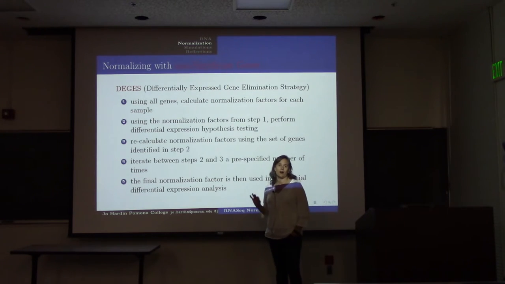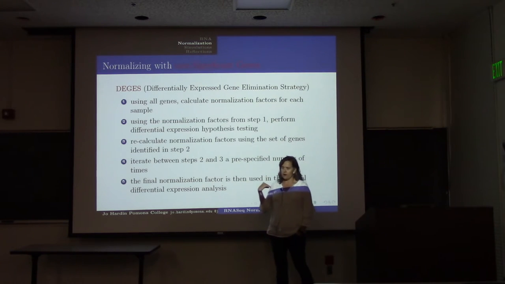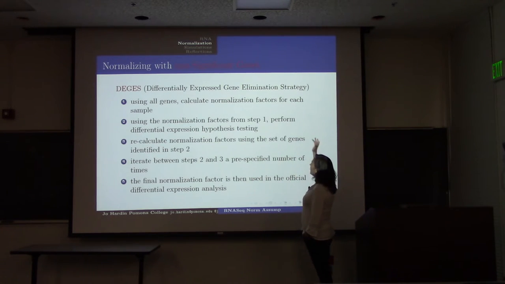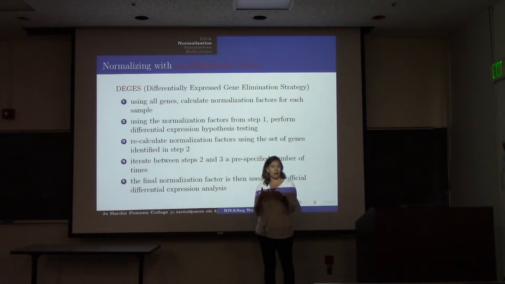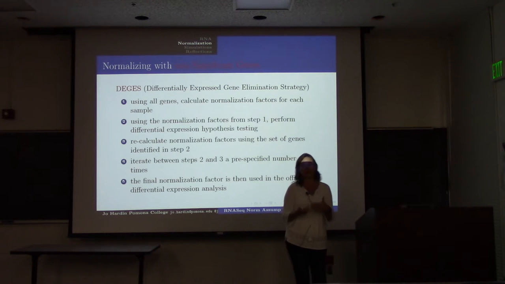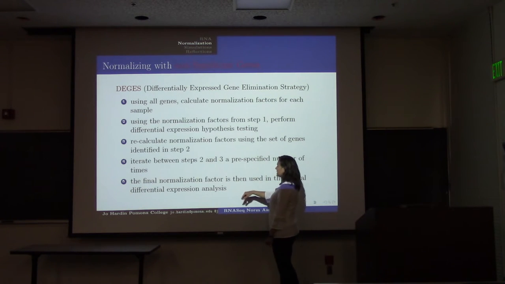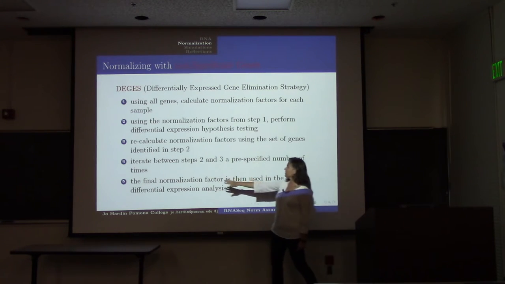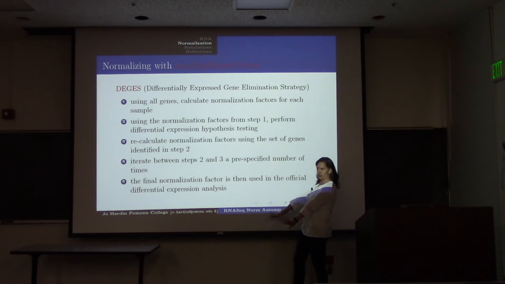So this is a method where we normalize, that's step one, using all of the genes, using whatever method, it doesn't really matter, and then perform differential expression. After we've normalized and performed differential expression, we say which ones were non-differentially expressed. Out of those, I'm then going to use them to go back and repeat my normalization step, and I'm going to iterate steps 2 and 3 repeatedly. There are some nuances here that I'm not going to get into, but it's important to iterate a pre-specified number of times, use the final normalization factor, and then go to your official differential expression.